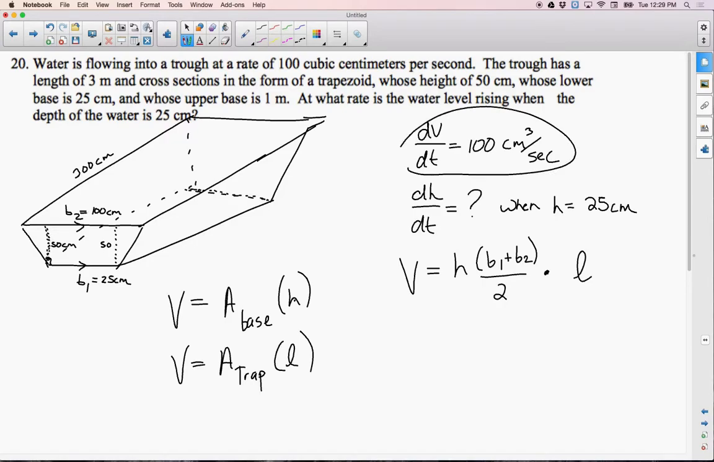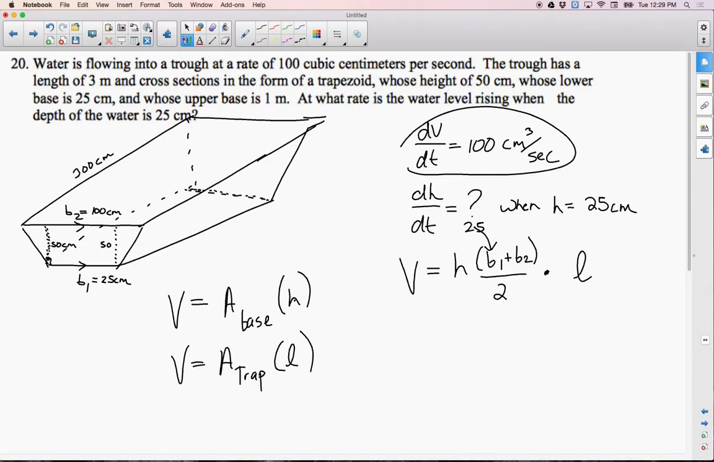Does the height of the trapezoid change as we fill up the trough? Yep. The height of the water level? That one changes. What about base 1? No. As you put water in this trough, is the lower base ever going to change? The water at the lower base is always going to be what? 25. This one doesn't change. You can plug 25 in for this one right now.